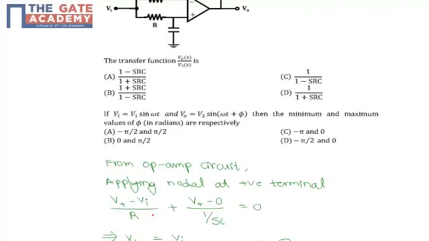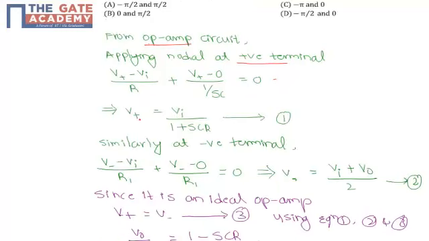From the given op-amp circuit, applying nodal analysis at the positive terminal. This is the positive terminal. Then (V+ minus Vi) divided by R plus (V+ minus 0) divided by 1/SC is equal to 0. So, considering the positive terminal, V+ is equal to Vi divided by (1 plus SCR). We'll call this equation 1.